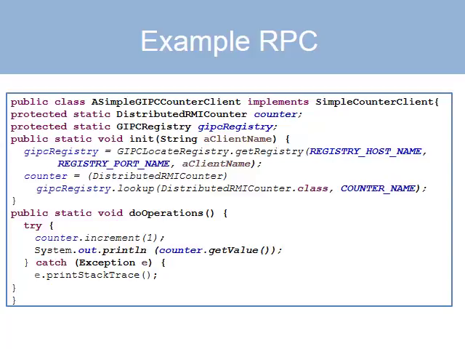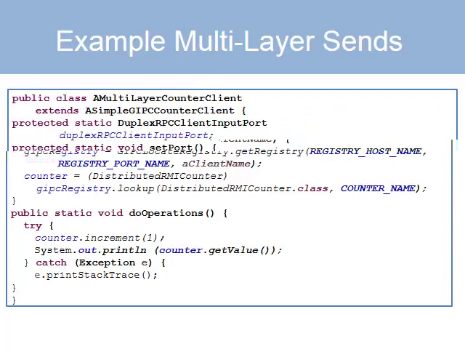Okay, so we've got this particular extra argument. And in do operations, I just make a remote procedure call. So that is the world RMI-ish. All you're doing is exposing the proxy.